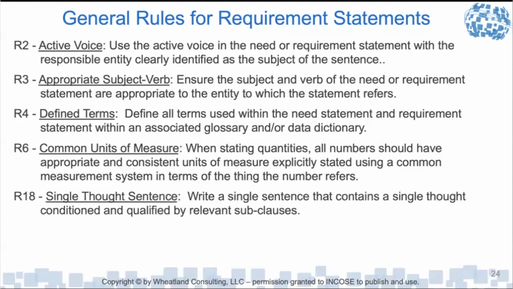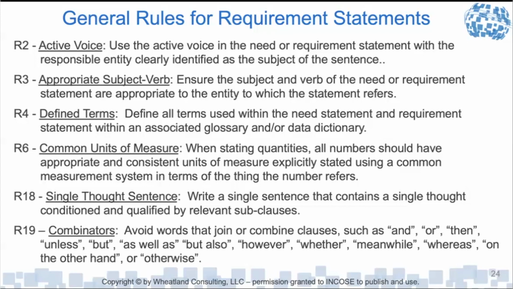Single thought sentences: write a single sentence that contains a single thought. That's the singularity thing. There are some issues with that we have to talk about. In general, we're thinking ahead, from a single thought standpoint, about how it's going to be allocated. We want to allocate a single thought because if there are multiple thoughts, each thought may be allocated separately. Verification: we want to verify a single thought. And then combiners, which goes with the single thought. So we want to avoid words that combine clauses, like and, then. The system shall do this and that, or the system shall do activity A and activity B. Unfortunately, you see all kinds of words like this that we want to avoid from that perspective.